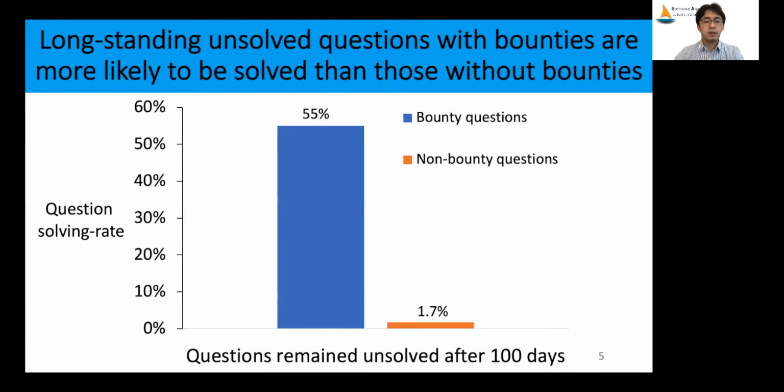With a preliminary study, we found that long-standing unsolved questions with bounty are more likely to be solved than those without bounties. In this figure, the x-axis is the questions that remain unsolved after 100 days, and the y-axis is the question solving rate. We observe that for the long-standing questions, the solving rate is 55% for the bounty questions and only 1.7% for the non-bounty questions.